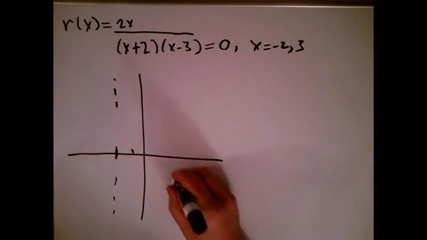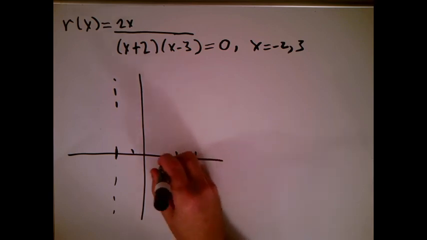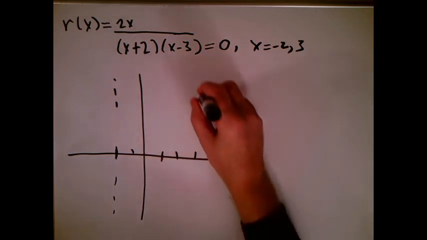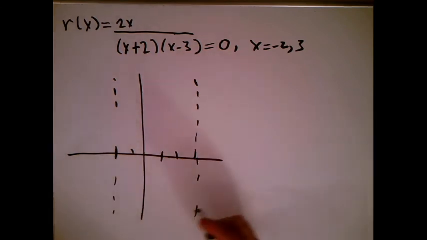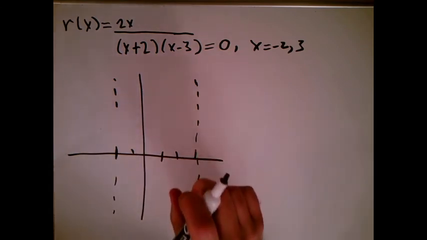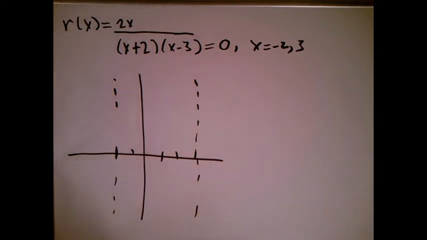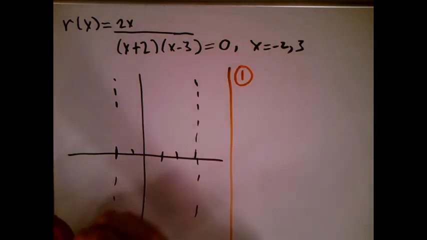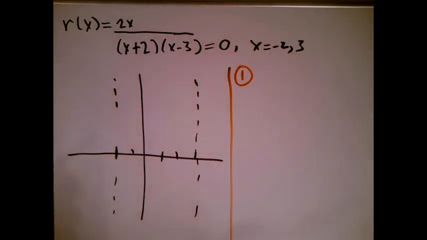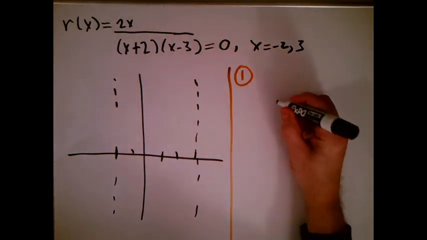And what we know is that near 3, there's some sort of asymptote. What we don't know is just what's going on just to the right and just to the left of those asymptotes. So that's what we're going to try to figure out right now. So let's just have a step 1. Let's say near x equals 3.